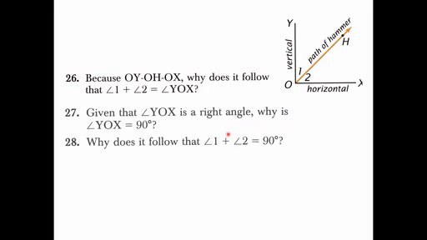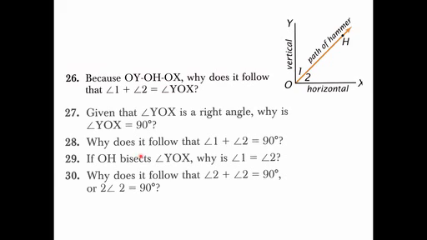Why then can we say that angle 1 plus angle 2 is 90? Well, we see YOX is 90, and we look at 26. 1 plus 2 is YOX. That's close. Use 26 and 27. I think you'll get it. Now, if OH bisects YOX, why would angle 1 equal angle 2? Well, think about what bisect means. I think you'll get that reason. We're looking for definition, postulate, theorem, something that lets us say that.